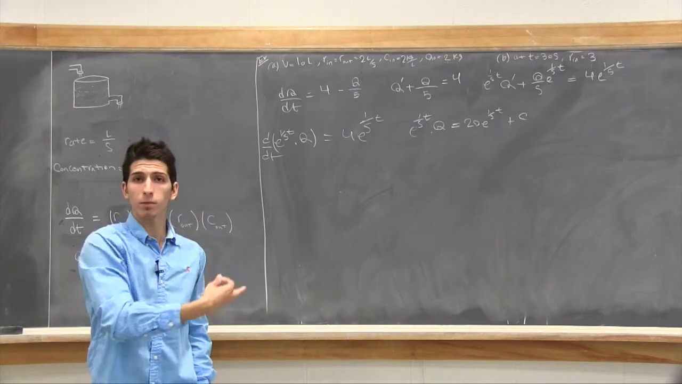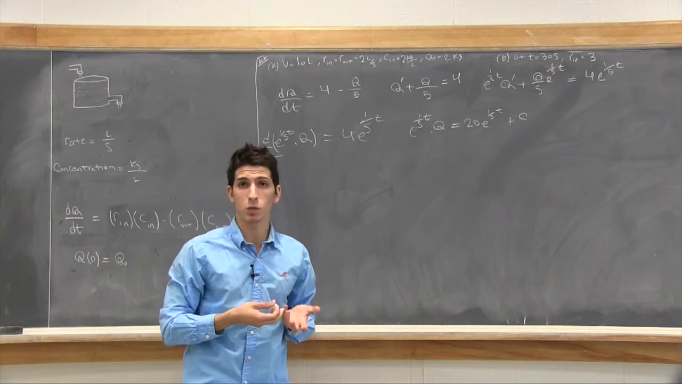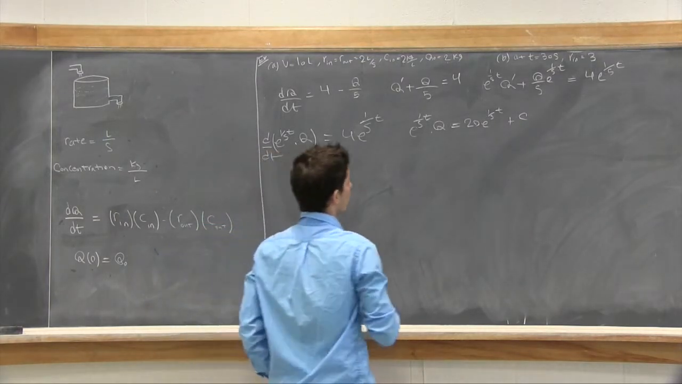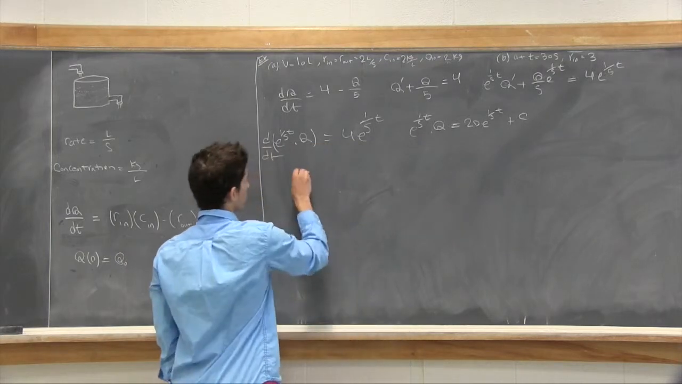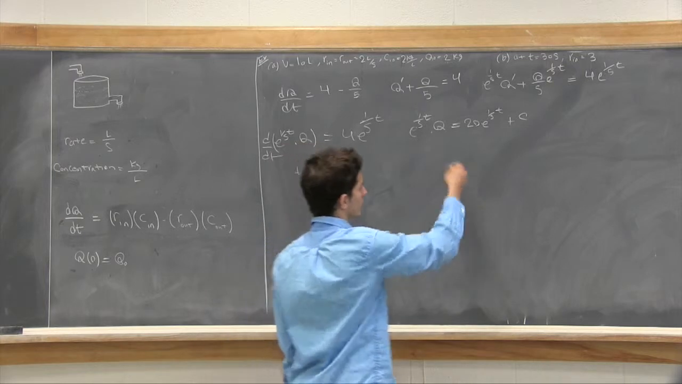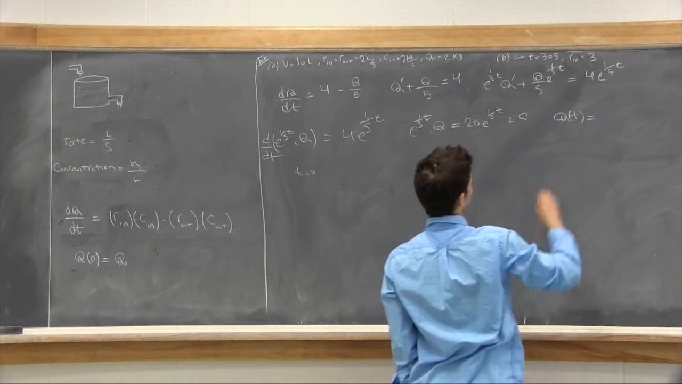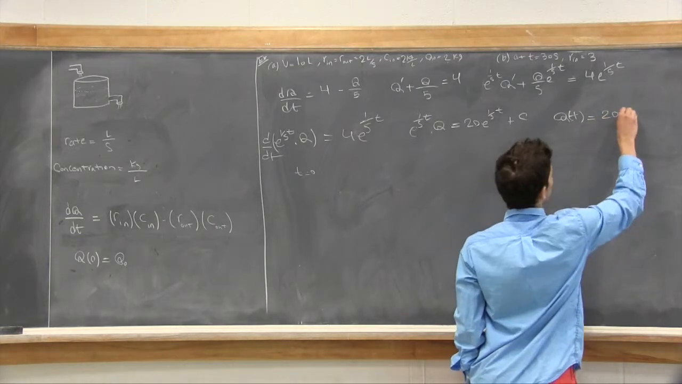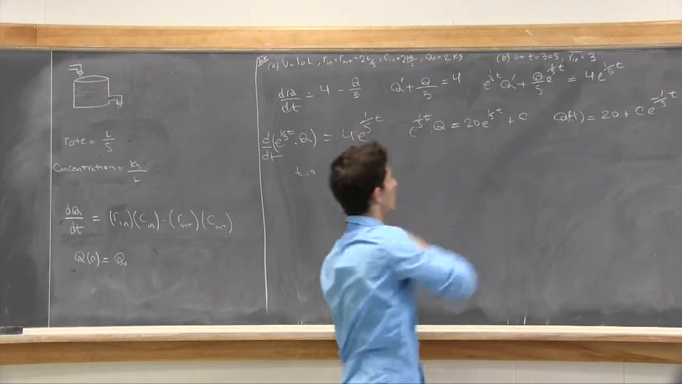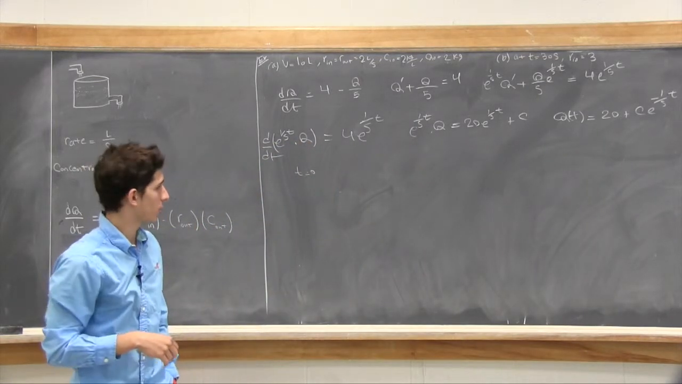Now, to get rid of that plus c, we're going to impose this boundary condition that says at time equals 0, our quantity is going to be 2 kilograms. Actually, let's solve for q first. So we're going to have q(t) is equal to 20 plus c times e to the minus 1/5 t, because I just divided both sides by e to the 1/5 t.